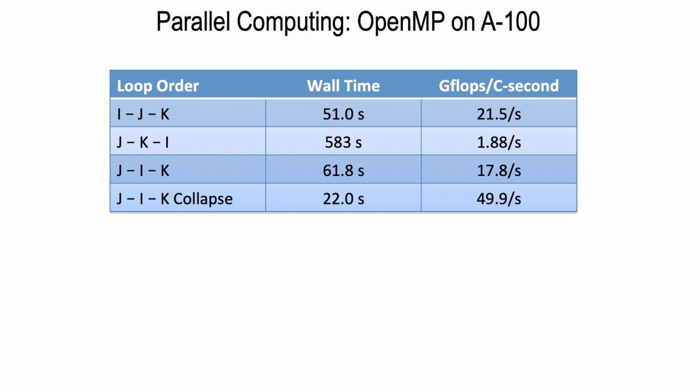Notably, the best performance with OpenMP offloading was achieved with the loop order JIK, where the two outer loops, J and I, were collapsed into a single loop, reducing the wall time to 22 seconds and boosting performance to about 50 gigaflops. These results demonstrate the significant effects of loop ordering on computational efficiency with OpenMP offloading.